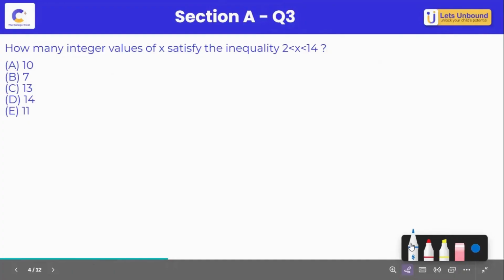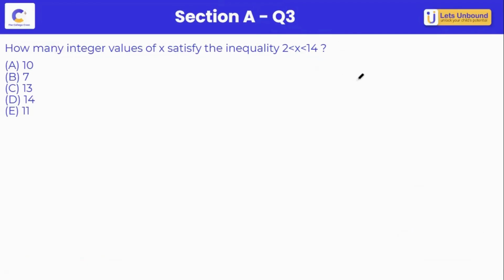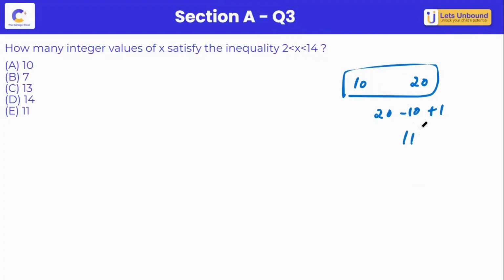How many integer values of x satisfy the inequality? And some numbers are listed. So usually if I ask you how many numbers are there from 10 to 20, it's 20 minus 10 plus 1. It's not 10. Don't blindly say this. Actually, if you list it and count it, there will be 11 items. I mean the numbers. So how to do that?